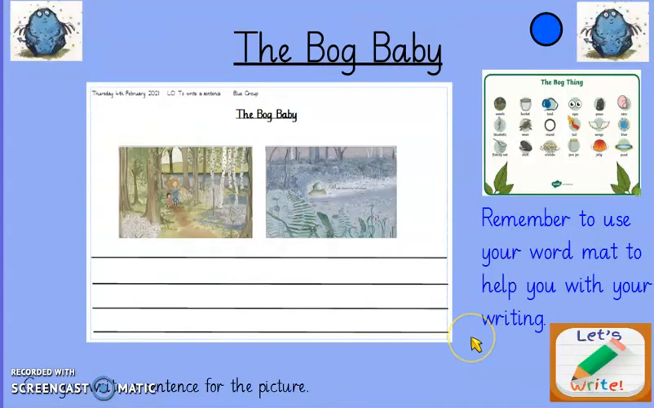And blue group, you've got this learning in your literacy book. So you have a picture of the Bog Baby story. I want you to write a sentence for the picture. So what can you see? Use your word map. And remember to use your word map to help you with your writing. You've also got letter formation sheets in your pack, so use those to make sure your letter formation is correct. Okay, you can ask your grown-up to help you with any keywords that you need. I've also put a link on for the Bog Baby story on the blog, so you can watch that and it will help remind you what's happening in the story, and then you can write your own sentence.